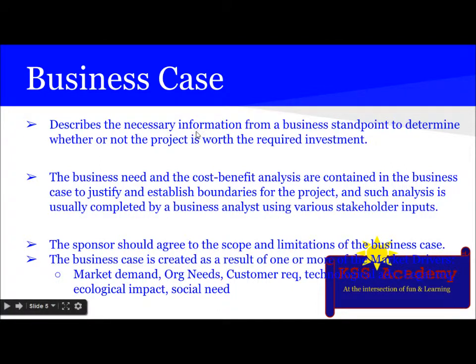What is business case? Business case describes the necessary information. Business case is also an input for developing project charter. So what is business case? It describes the necessary information from a business standpoint to determine whether or not the project is worth the required investment. The business need and the cost benefit analysis are contained in the business case to justify and establish boundaries of the project. Who completes this business case? Usually the business analyst will do it using stakeholder inputs. The sponsor should agree to scope and limitation of the business case.